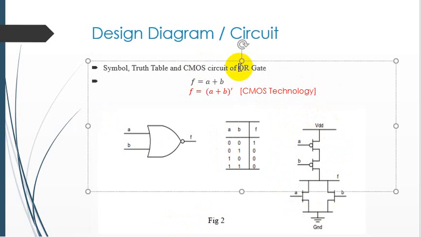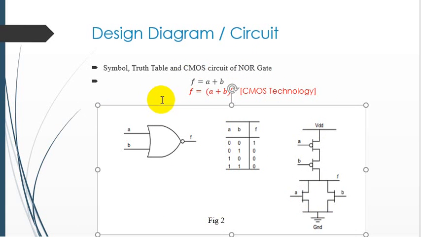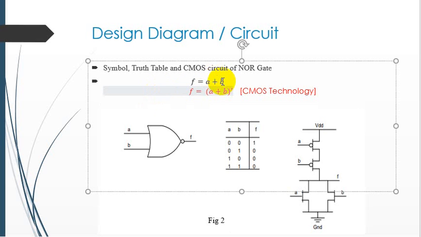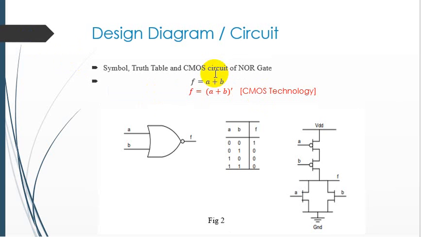The other basic universal gate is the NOR gate. The NOR gate is the opposite or the inverted form of our OR gate. So this is the equation of the OR gate, and this is the equation of our NOR gate. If we are working on the two input NOR gate, then we have two inputs A and B, and at the end we will get the output in the form of F.